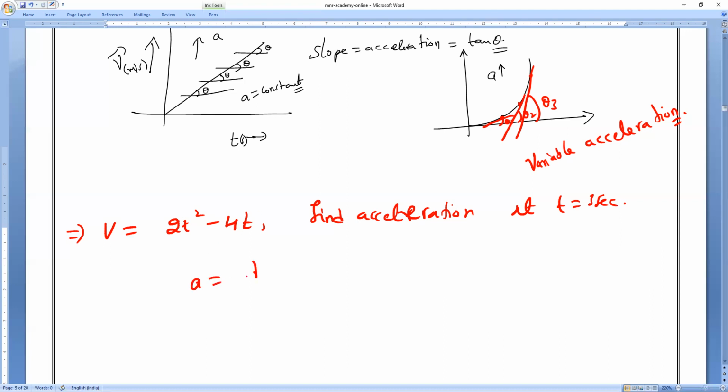So a is equal to dv by dt, which is equal to d of 2t square minus 4t divided by dt. So which is equal to what will come?